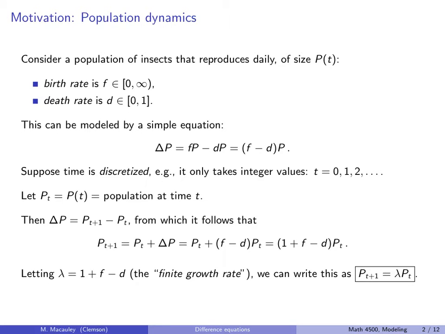Okay, so if we let lambda be this big constant here, call this the finite growth rate, then we can write this equation very simply as p sub t plus 1 equals lambda times p sub t.